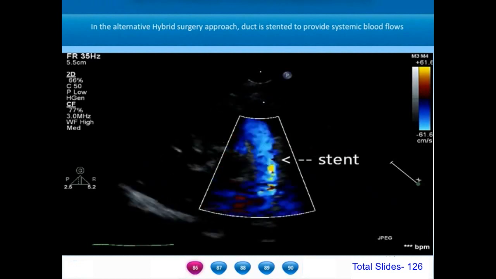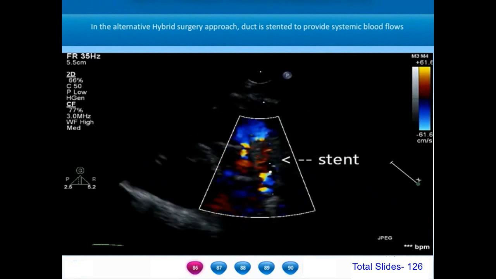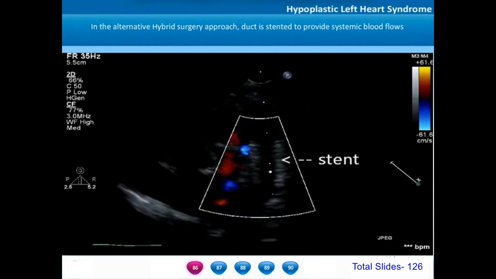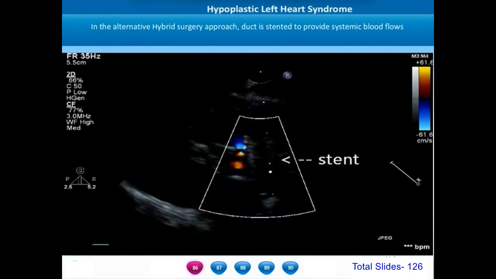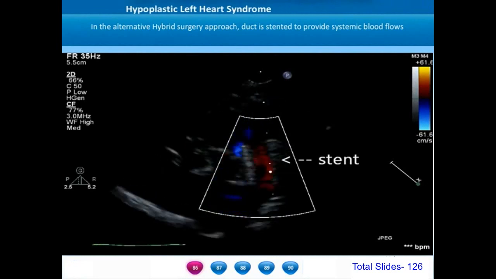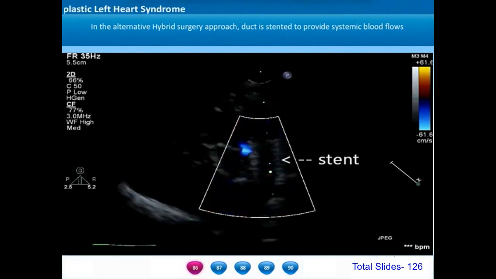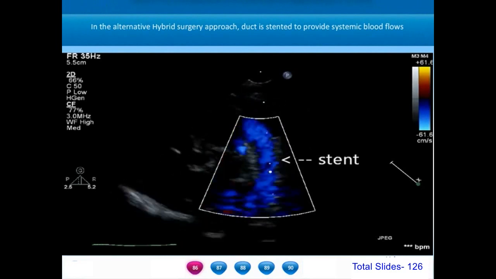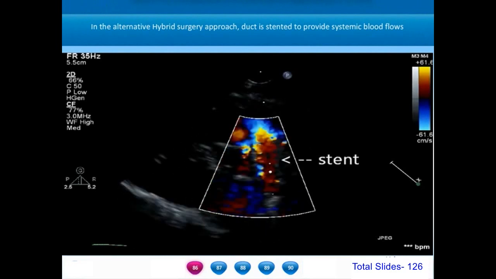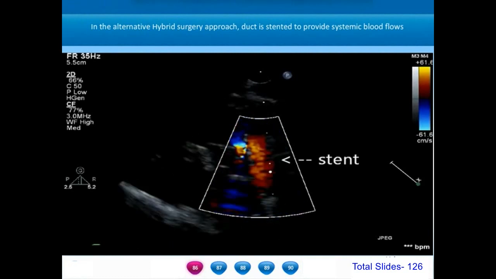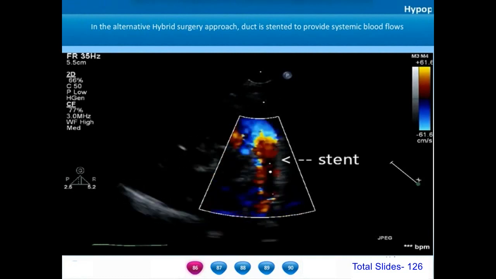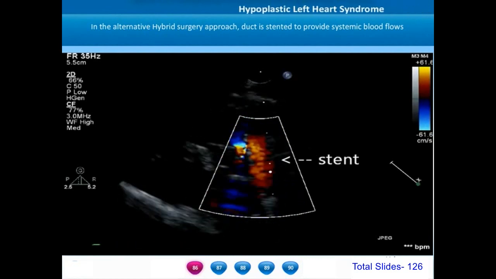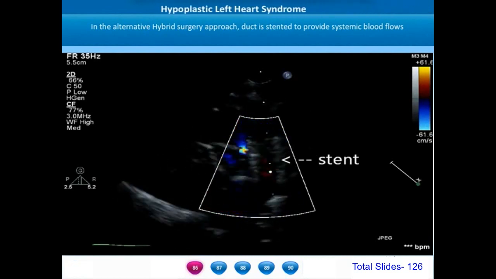One of the alternative options currently adopted is hybrid stage 1 correction of hypoplastic left heart syndrome. In this modality of treatment, the ductus arteriosus is stented to provide unrestricted blood flow into the descending thoracic aorta. And to have a control over the pulmonary blood flow, bilateral pulmonary artery banding is done.